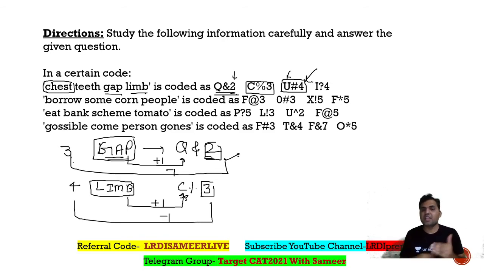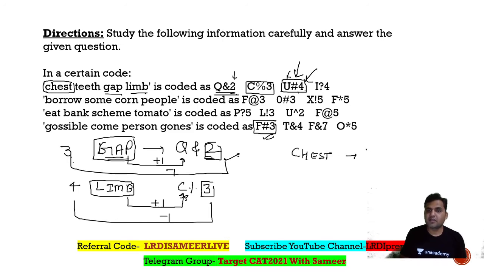Now, again, try to look for those codes which have the same symbol. You see that we have hashtag here, we have the hashtag over here also. So let's see. Now U hashtag 4 is used for chest, CHEST, right? The letter U is because of T plus 1. 4 is because the number of letters is 5. And we have the hashtag, we don't know the reason, and we are trying to find out that reason.